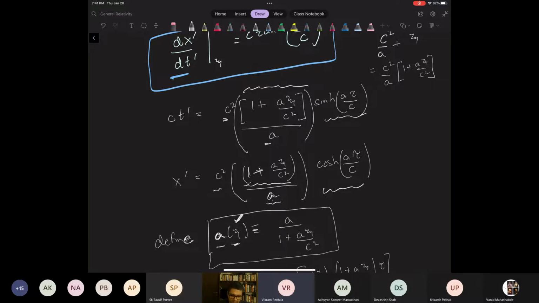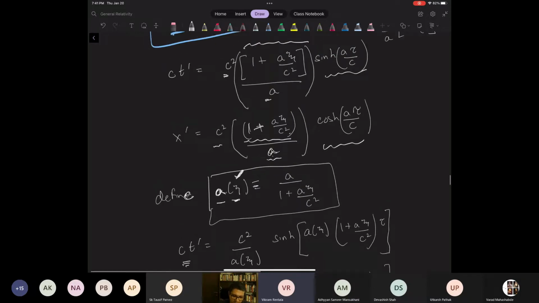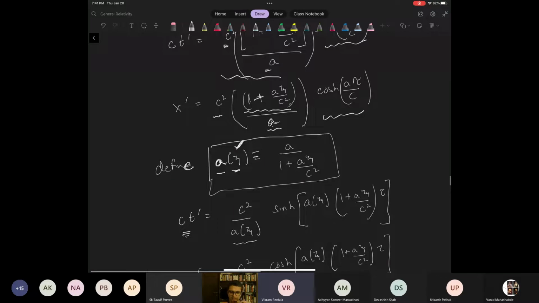A divided by 1 plus A xi over C square. So effectively Ct prime now, this prefactor is C square divided by this new A of xi, where A of xi is the acceleration of that observer. Now you see that this is in the same form as the trajectory that we had for an accelerated observer. It's C square over A.